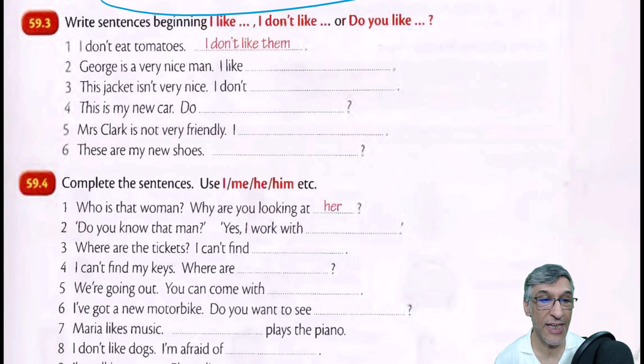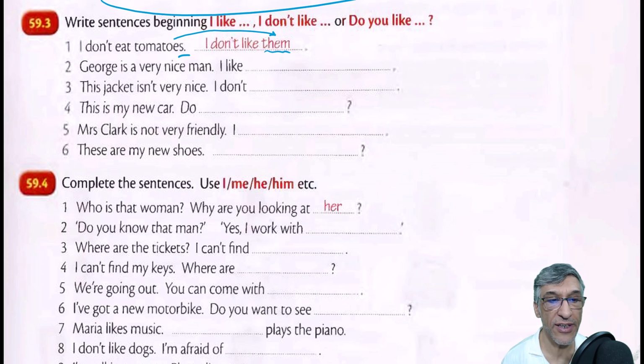59.3. I don't eat tomatoes. Tomatoes are here. I mean, any forms and any kinds of tomatoes. I do not like them. Tomatoes is a plural noun, and this turns into an objective pronoun. Yes, George is a very nice man. If you do not know whether George is a man or a woman, a female or a male, you can understand from the rest of the sentence. Do not hurry. Okay, we say man, so George is a he.